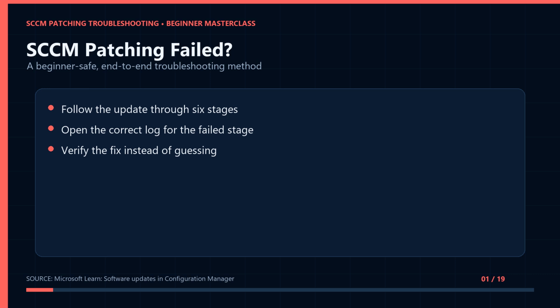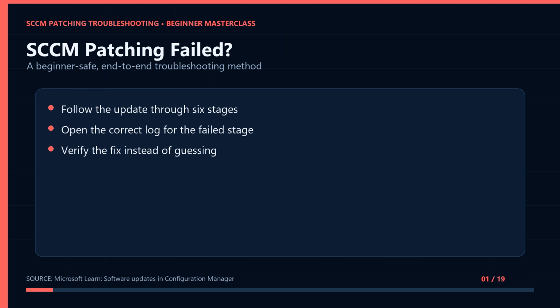Avoid repeatedly redistributing all content or enabling broad fallback as a blind workaround. Both can hide design mistakes and create network load. Your verification is a completed transfer job, content present in the client cache, and the deployment moving from download to evaluation or installation.